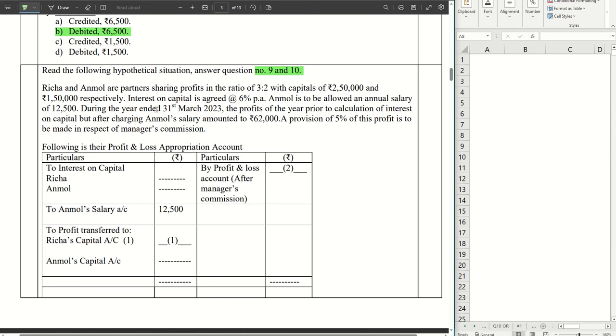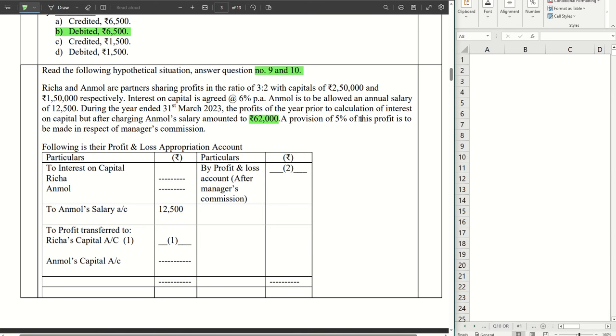During the year ended 31st March 23, the profits of the year prior to calculation of interest on capital but after charging Anmol's salary amounted to 62,000. So Anmol's salary is already deducted from this amount. A provision of 5% of this profit is to be made in respect of manager's commission. A manager's commission is an item of the P&L account. This doesn't come in the P&L appropriation. We need to subtract this.